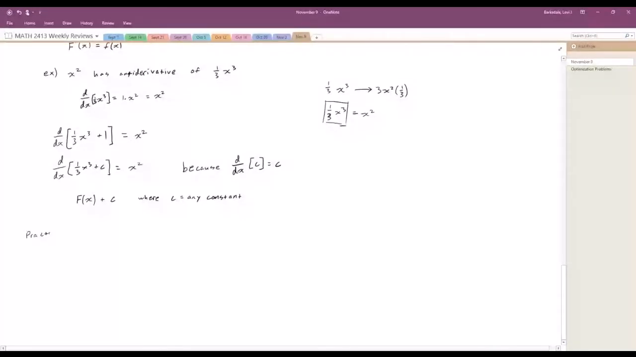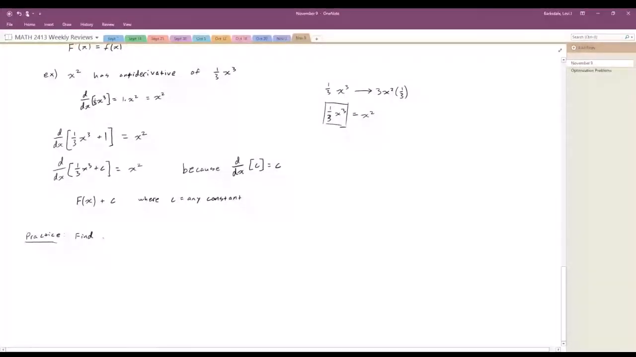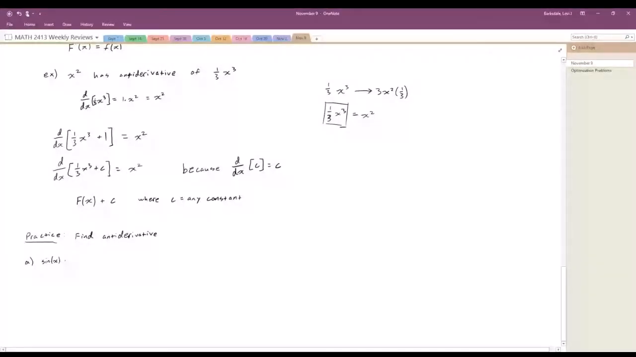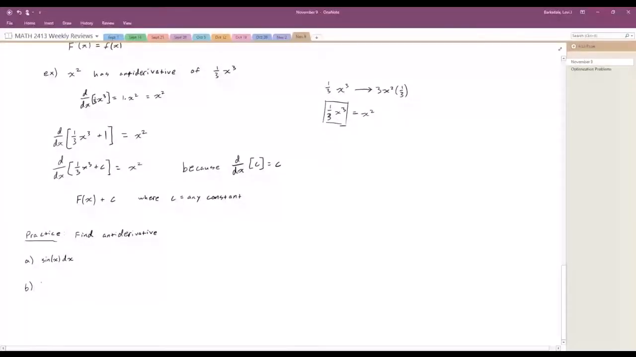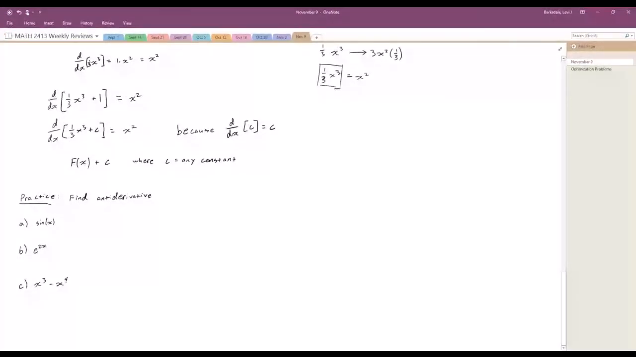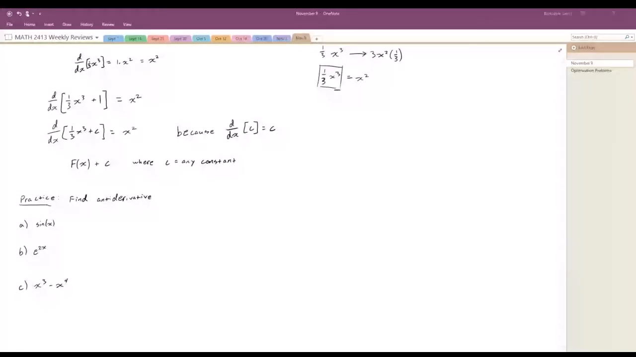So here's a couple of quick practice problems. Go ahead and find the antiderivative. And I'll give you a couple of minutes to work through those.